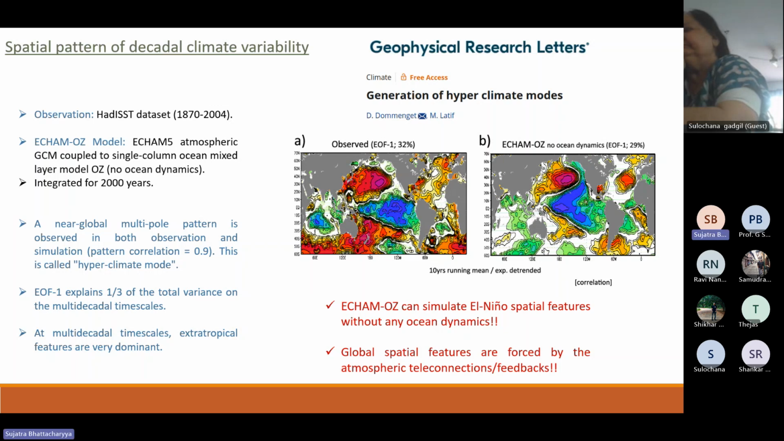And also we see that there is a very strong spatial loading in extratropical regions. Now, this is not seen when you're talking about higher frequency components like El Nino, where you have the largest loading present in the equatorial region. Okay, so this pattern is something which they call the hyperclimate mode, and this is at the multi-decadal time scales.